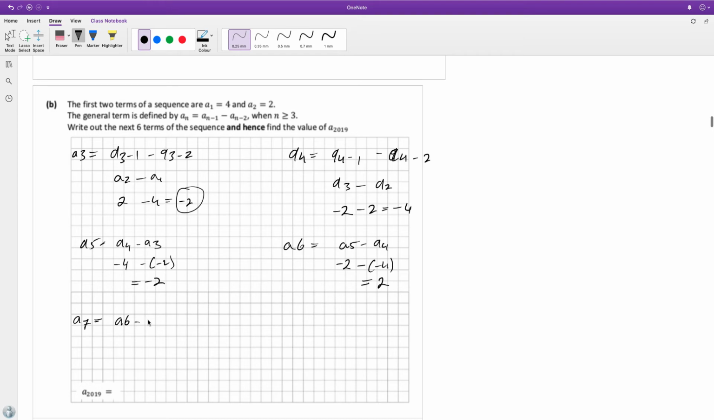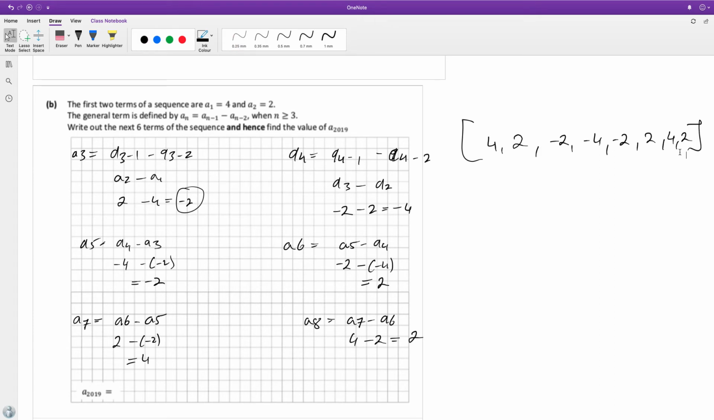A7 is A6 minus A5, A6 is 2, minus minus 2 is 4, and A8 is A7 minus A6, A7 is 4, A6 is 2, we get 2. Create your sequence. A1 was 4, A2 was 2, A3 was minus 2, A4 was minus 4, A5 was minus 2, 2, 4, and 2. Right. Write out the next 6 terms of the sequence and hence find the value of A2019.